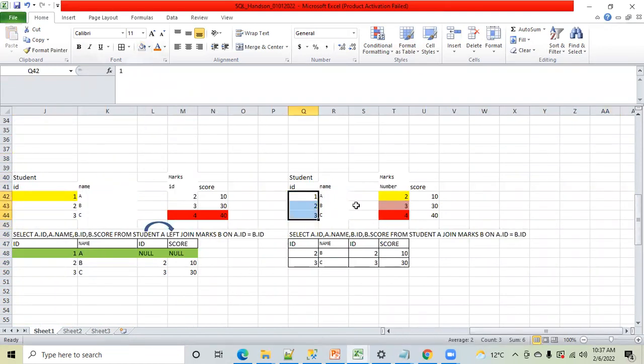Student table and marks table. Fine. Okay. Is my voice audible clearly? Yes, sir, clear. Audible. Fine.